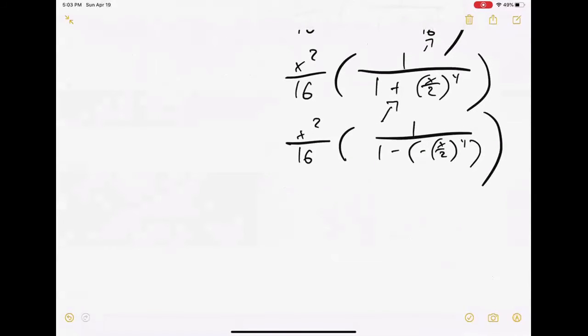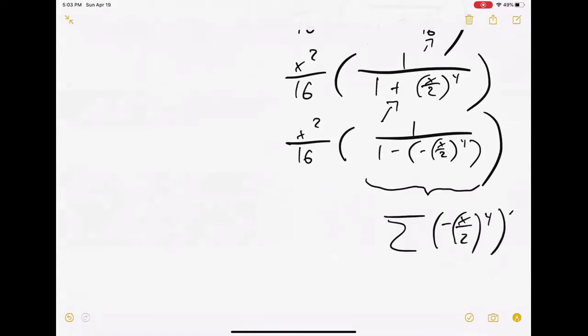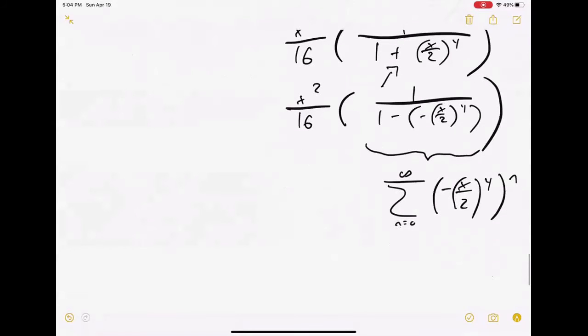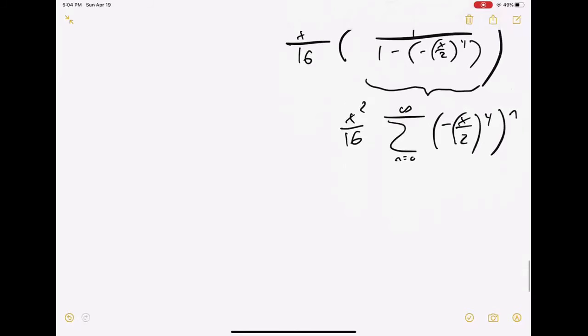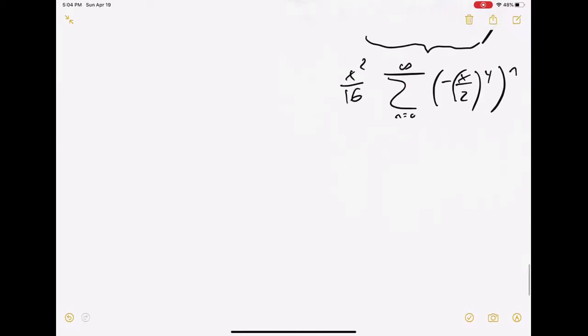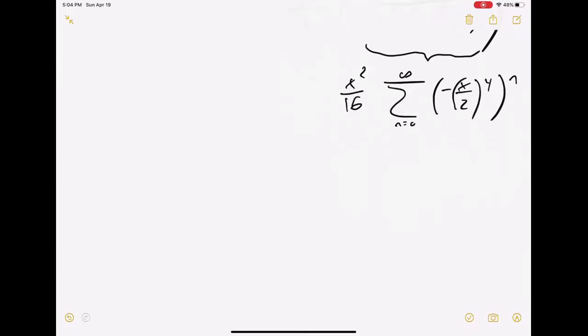All right. Now that I have it in this form, I can find a power series for this part easily. I just plug this negative x over 2 to the power 4 into my parentheses for my power series. Okay, and then I've got an x squared over 16 out front. And this x squared over 16, I could write that as x over 4 squared, but we don't have to do that. We could, but let's leave it for now.